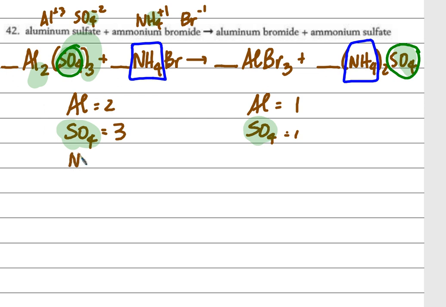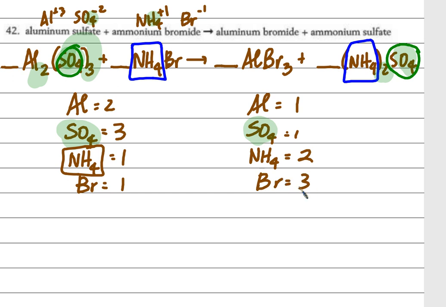We're going to count ammonium as a group. Ammonium. How many ammonium groups? There's only 1 on the reactant side. And on the product side, there are 2 groups. And finally, bromide. There's 1 bromide on the left and 3 bromides on the right.